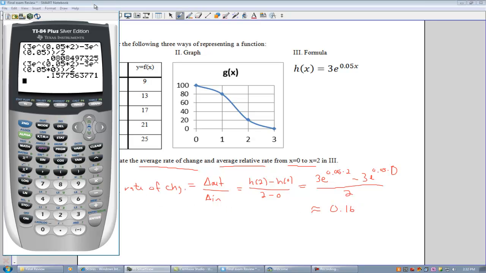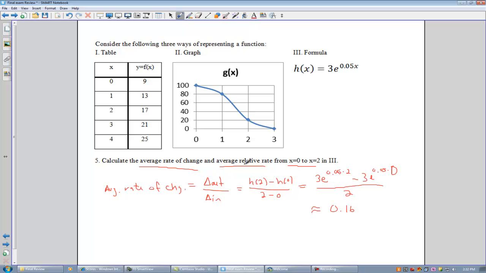Okay. The next part is I want to find the average relative rate. All right, so let's write down, how do we find the average relative rate? And the idea of the average relative rate, well, the average rate of change tells me how something's changing, like let's say over a year. So it's changing by, let's say, $0.16 per year.